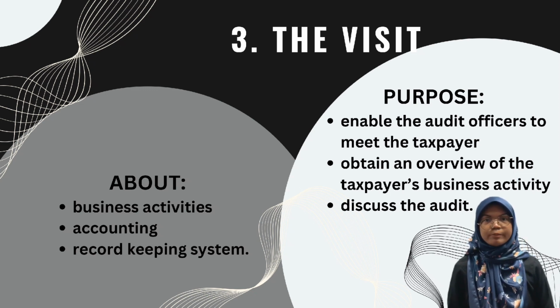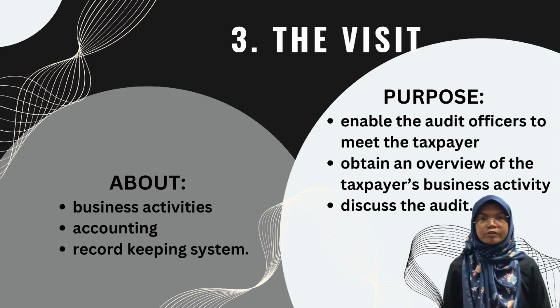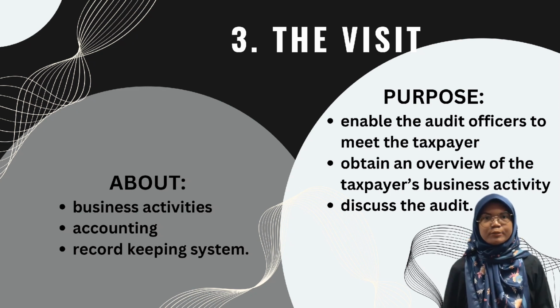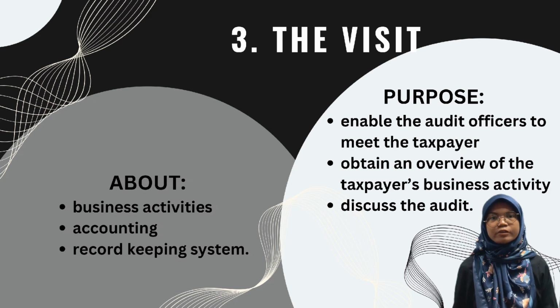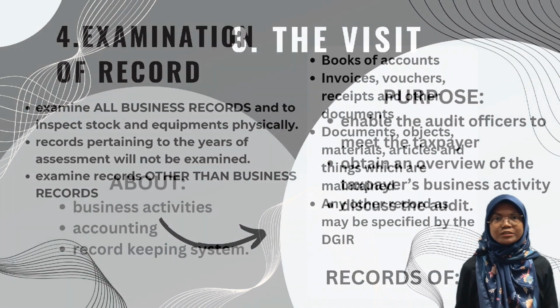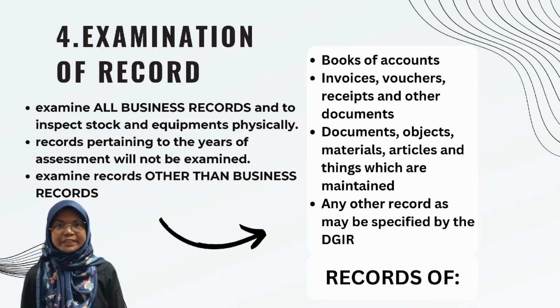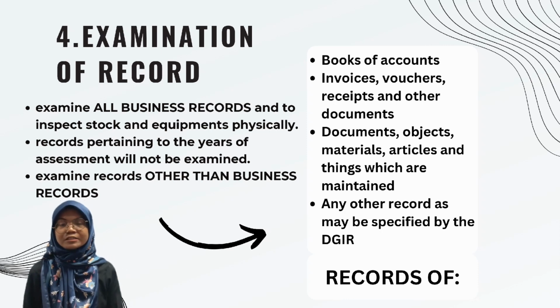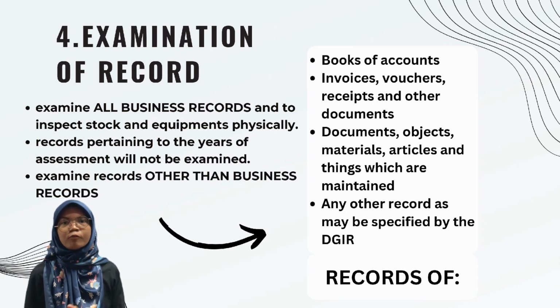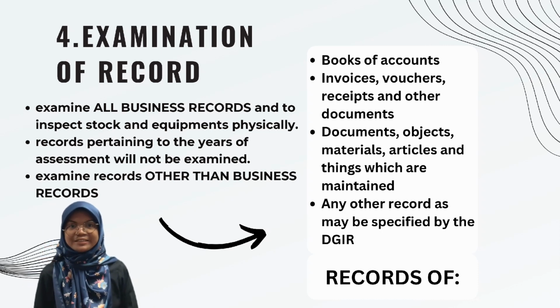The taxpayer will be asked to explain his business activities, accounting, and record-keeping system. During the audit process, the person responsible for the handling of the taxpayer's business and records will also be interviewed. During the course of an audit, the audit officer should be allowed to examine all the business records and to inspect stock and equipment physically for verification of the claims made.